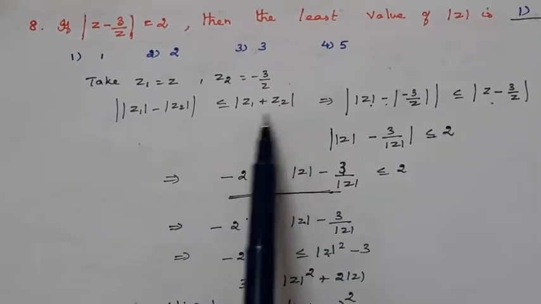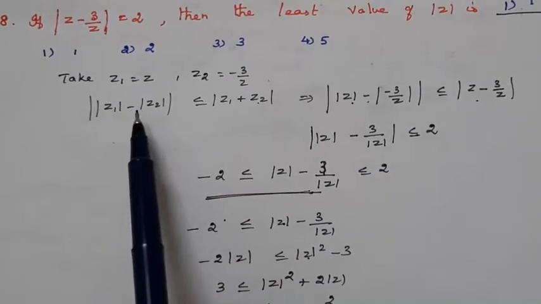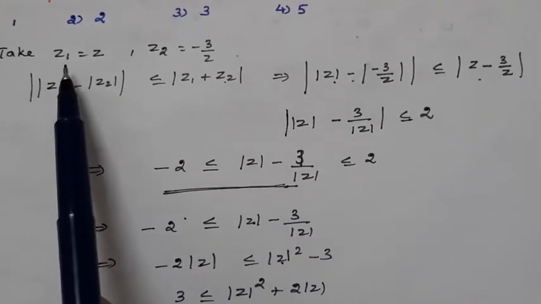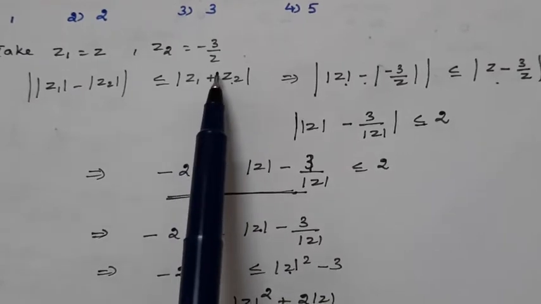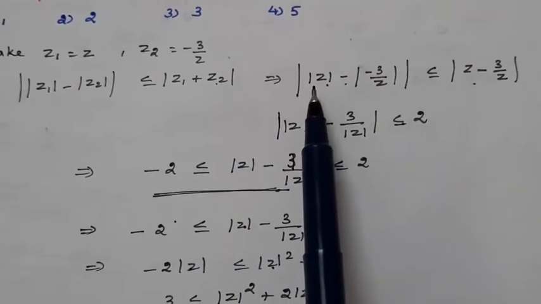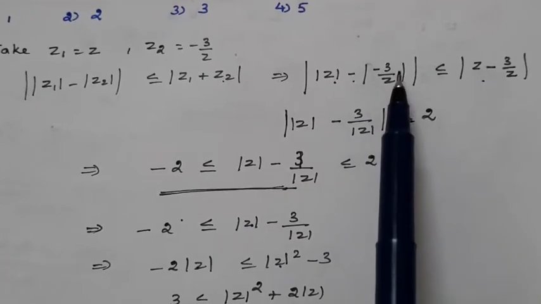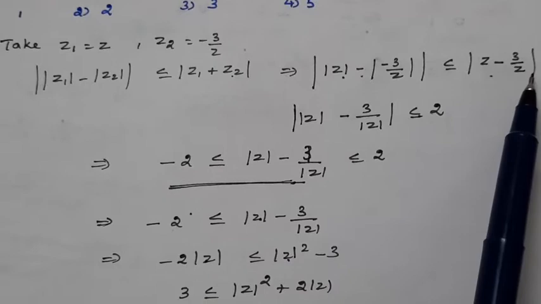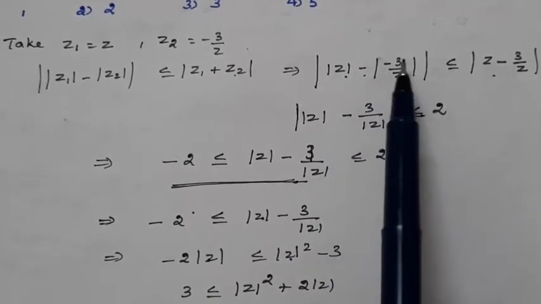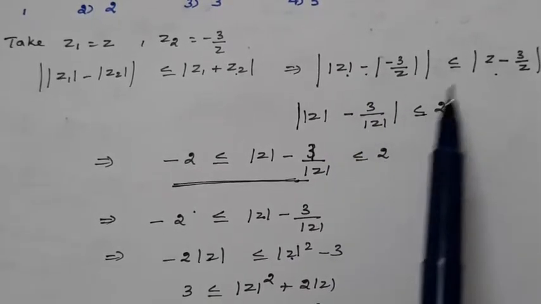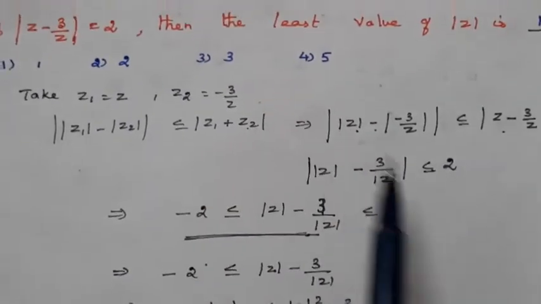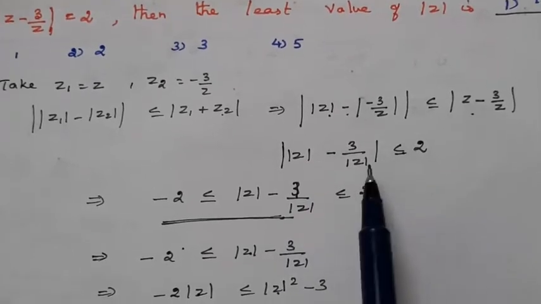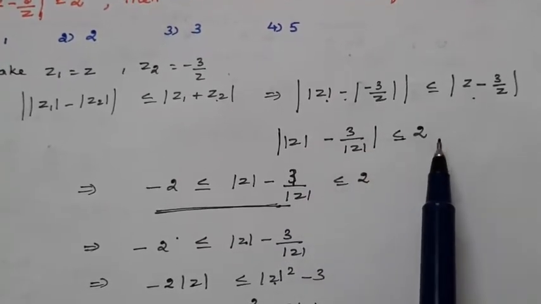Again using this inequality, whole modulus of modulus z1 minus modulus z2 is less than or equal to modulus of z1 plus z2. Replacing z1 and z2 as z and minus 3 by z, we have whole modulus of z minus modulus of minus 3 by z is less than or equal to modulus of z minus 3 by z. And modulus of minus 3 by z is nothing but 3 by modulus of z, and its value is given as 2, so we can replace it by 2. Again modulus of a quantity is less than or equal to 2. This means that this quantity lies between minus 2 and plus 2.